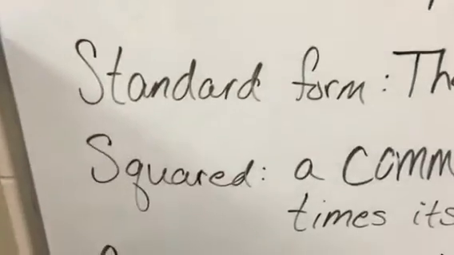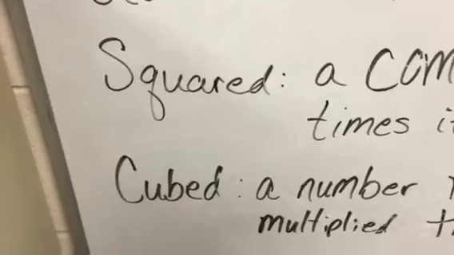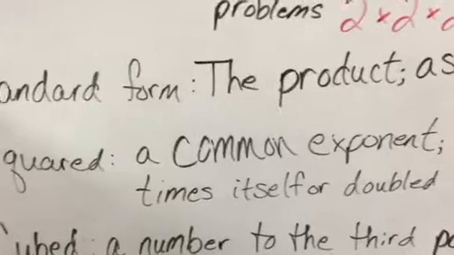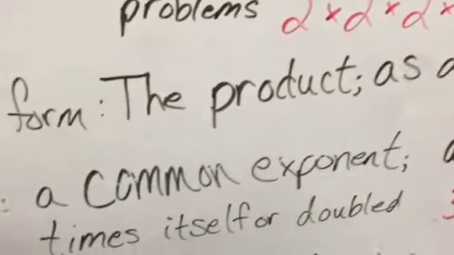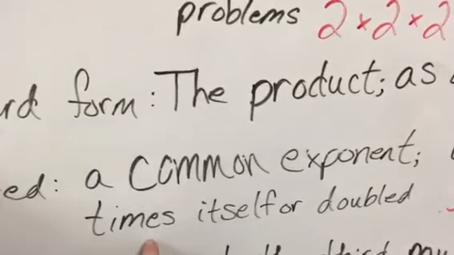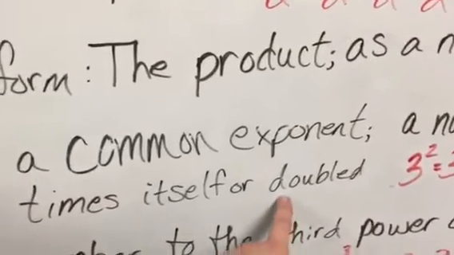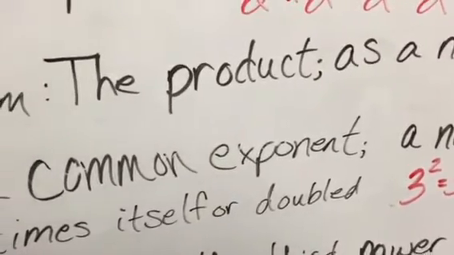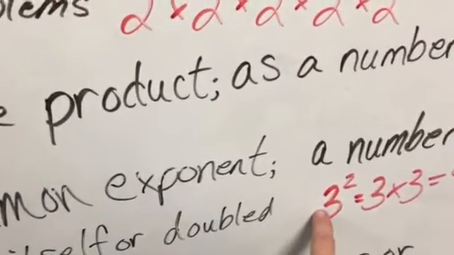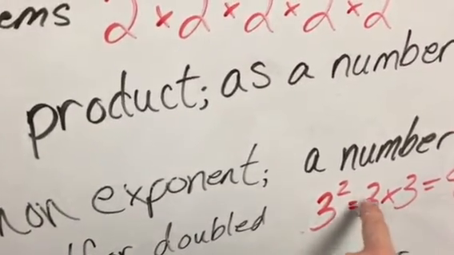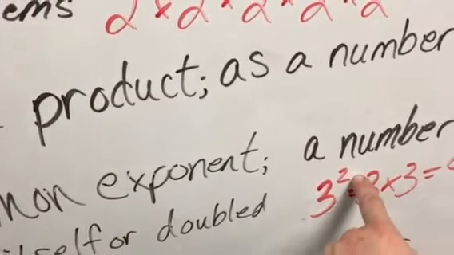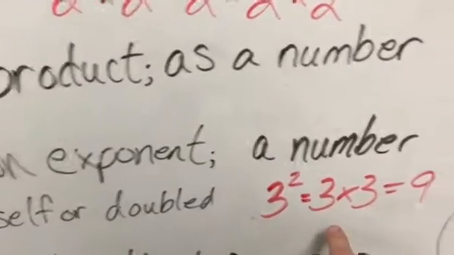Now the next two, squared and cubed, are special forms of exponents. And they're special because they're common. It's a common exponent. It's probably used more than anything else, squared. To be squared is it's a number times itself, or it's doubled. So look at this. If I have 3 squared, or 3 to the 2nd power, that's going to be 3 times 3, because I have my base multiplied by itself the number of times the exponent. So 3 times 3, that's why the exponent is 2. 3 times 3 is 9. So 3 squared equals 9.